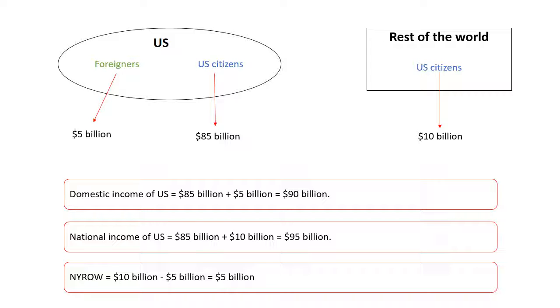And so based on this, what is net income from rest of the world? It will be income of US citizens working overseas minus income of foreigners working in the US, and the difference will be $5 billion. So when we are looking at income of nationals, we are just looking at income of citizens of a country, whether they live and work in their own country or they work elsewhere.